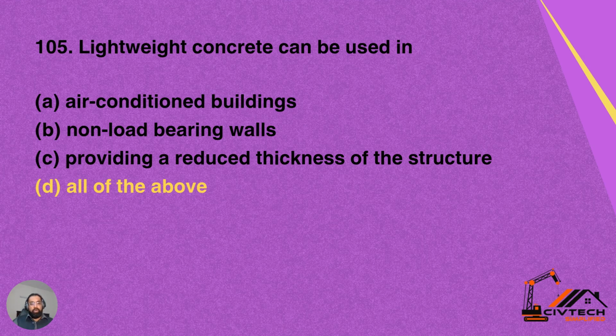Question number 105. Lightweight concrete can be used in A, air conditioned buildings. Option B, non-load bearing walls. Option C, providing a reduced thickness of structure. Option D is all of the above. So lightweight concrete is used in all these places. It's used in air conditioned buildings. It is used for non-load bearing walls, and it is used to provide a reduced thickness of the structure. So all these options are correct. Therefore, the correct answer for this question is option D, which is all of the above.